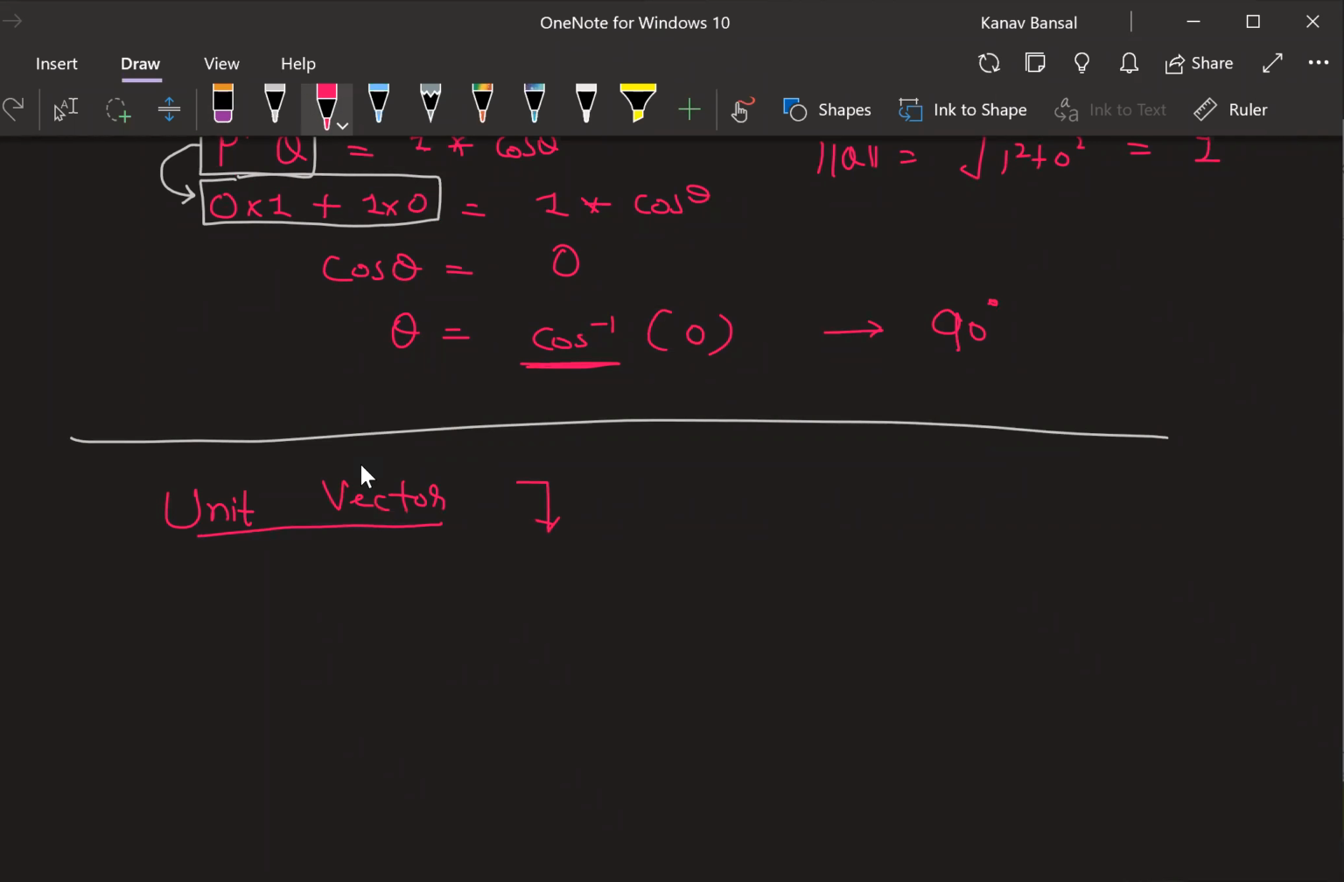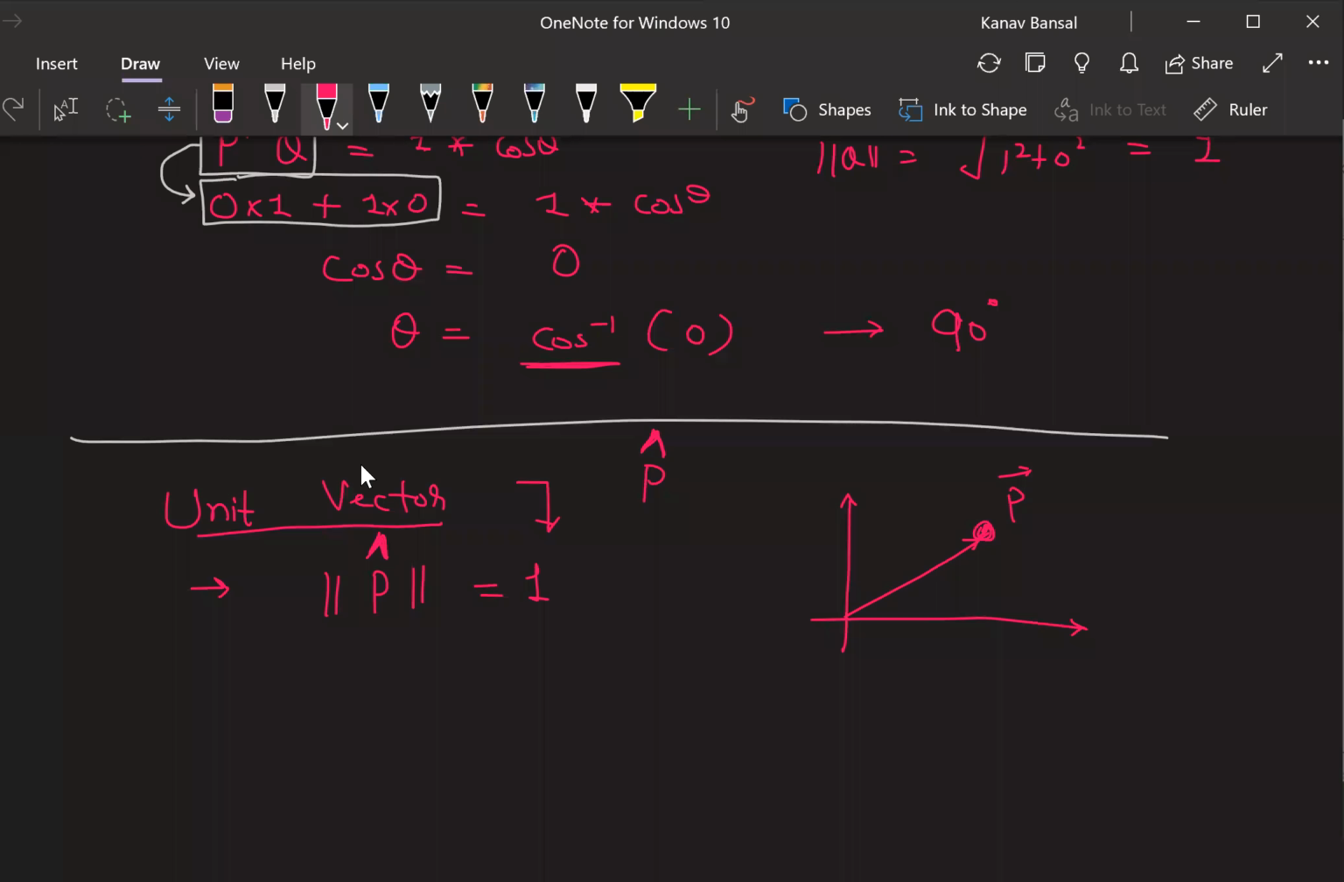Now let's talk about the unit vector. The unit vector is represented like this. If I have some vector like this, let's call it p vector, and I want to calculate the unit vector for the p vector, the most important property of a unit vector is its length. The unit vector is represented by the cap, and its length is always going to be equal to 1. Is it making sense to everyone? The length of the unit vector is always equal to 1.